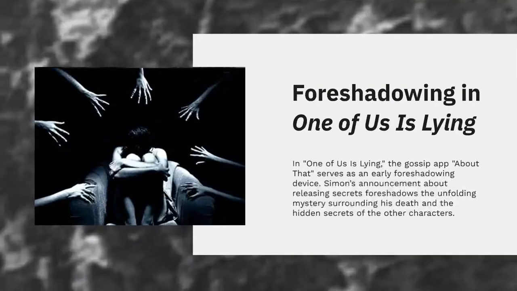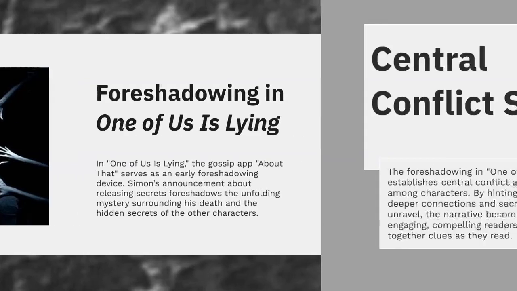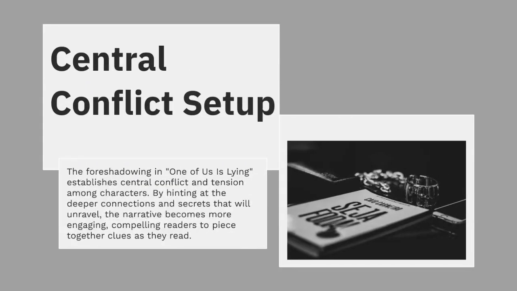Now, moving on to foreshadowing in the novel that we just finished, One of Us Is Lying. In One of Us Is Lying, the gossip app serves as an early foreshadowing device. Simon's announcement about releasing secrets foreshadows the unfolding mystery surrounding his death and the hidden secrets of the other characters. This sets up the central conflict.